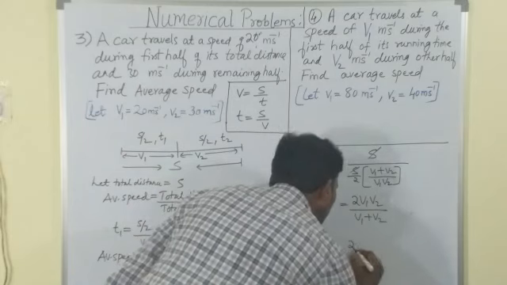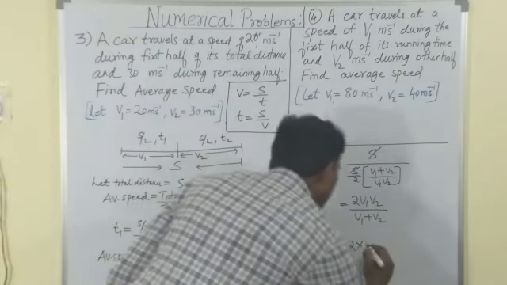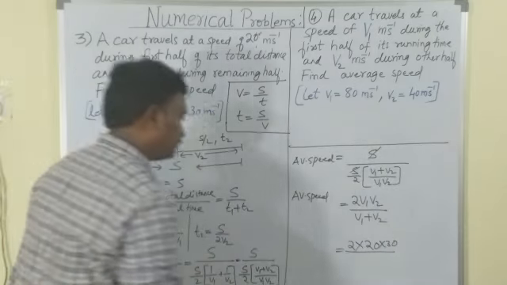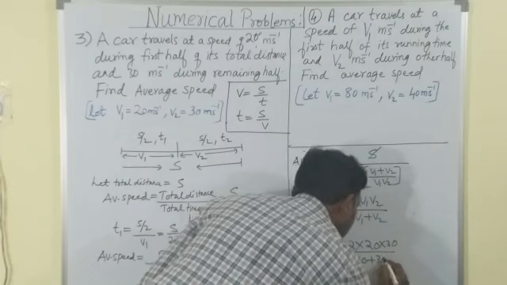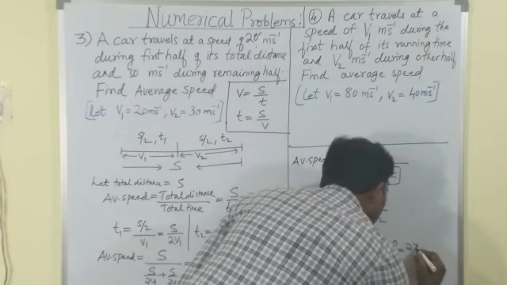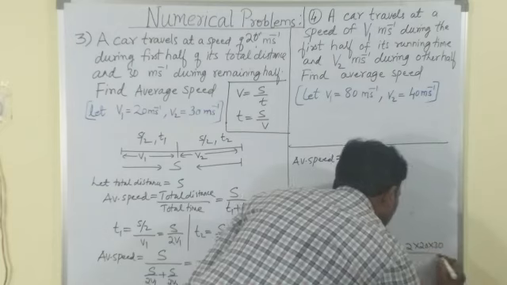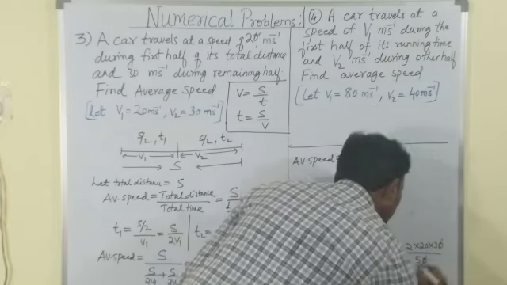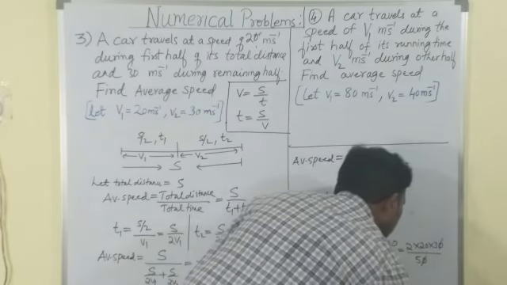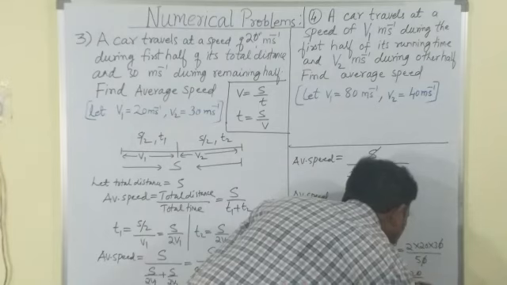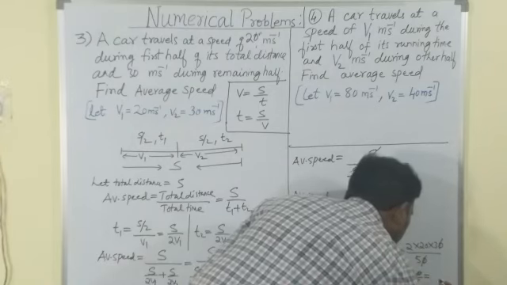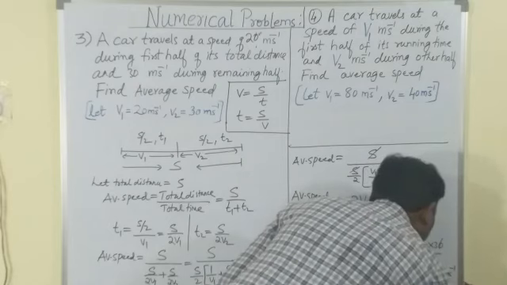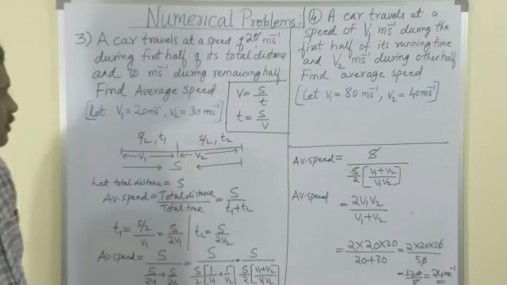That is 2 into 20 into 30 by 20 plus 30. So we get 2 into 20 into 30 by 50, which is 120 by 5. So you are getting 24 meter per second.